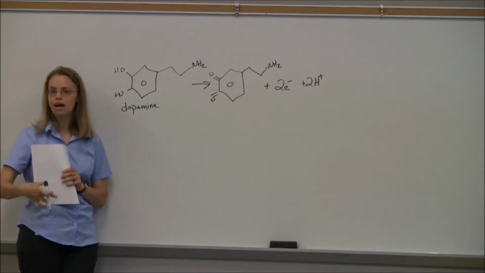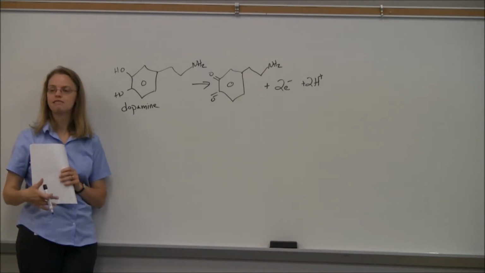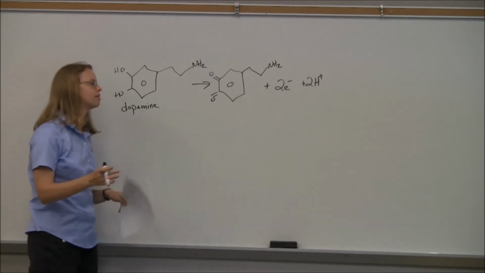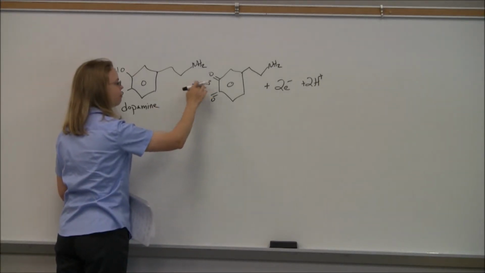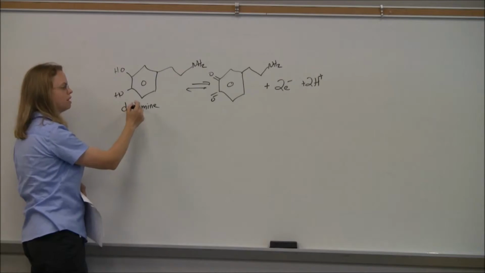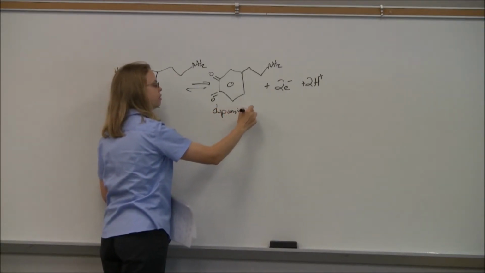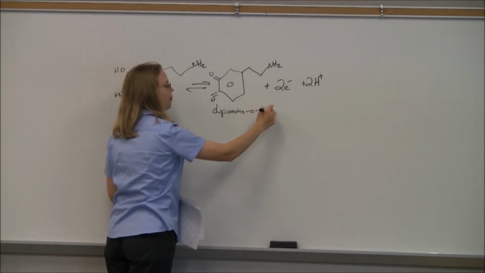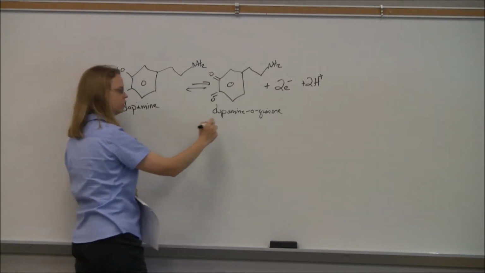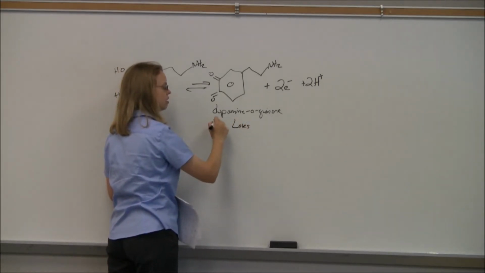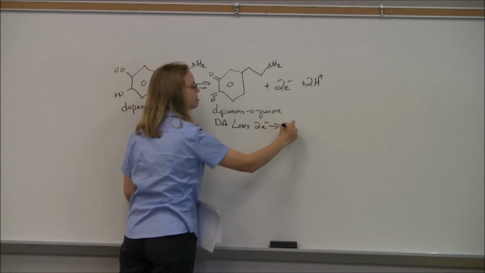You need to have memorized the molecule that you're looking at and be able to write out its oxidation and reduction reaction. Of course, dopamine's the easiest one. All right, so we start out with dopamine, and it goes to dopamine orthoquinone. To go there, it loses two electrons. So that's the oxidation.